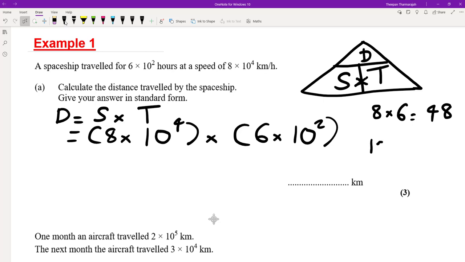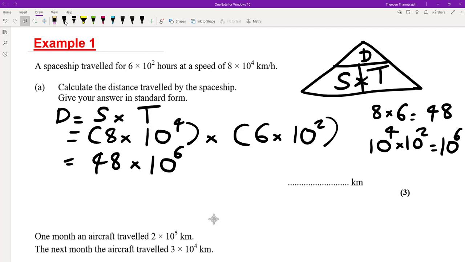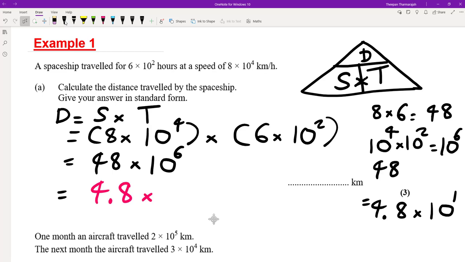And we can do the powers. 10 to the power of 4 times 10 to the power of 2 will give me 10 to the power of 6. And we said that this would be the same as 48 times 10 to the power of 6. And we could write 48 as the following: 4.8 times 10 to the power of 1. And then we could replace 48 with 4.8 times 10 to the power of 1. And we also need to include times 10 to the power of 6.